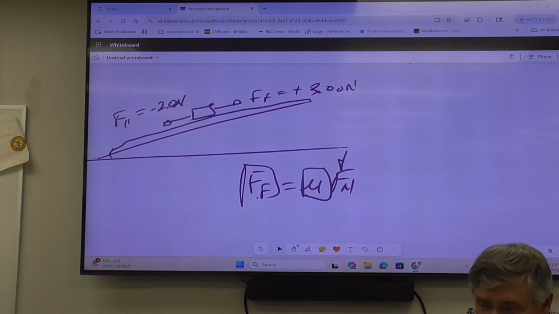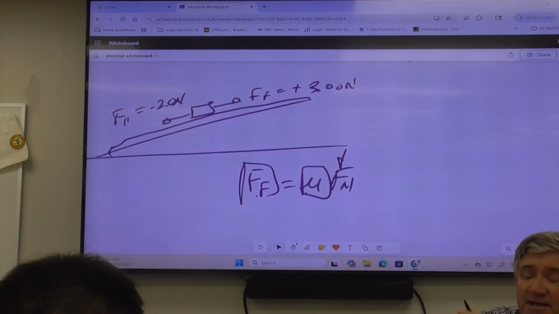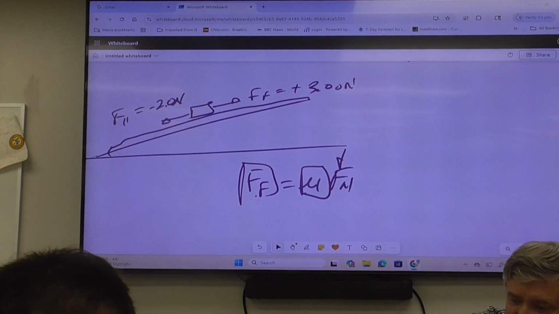Now, here's the key assumption for static. Listen to the one key word of this. Here's the key assumption for static friction.